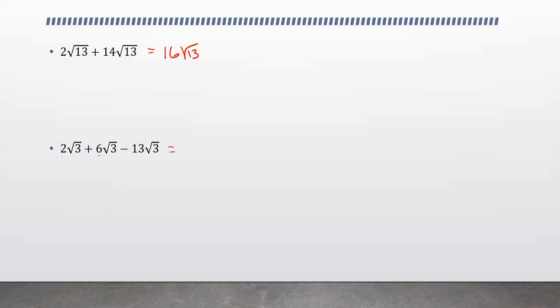Okay, 2 plus 6 is 8. Minus 13 is negative 5. They were all root 3 terms, so I can add them together and then subtract 13. So pretty easy when we have like radicals.